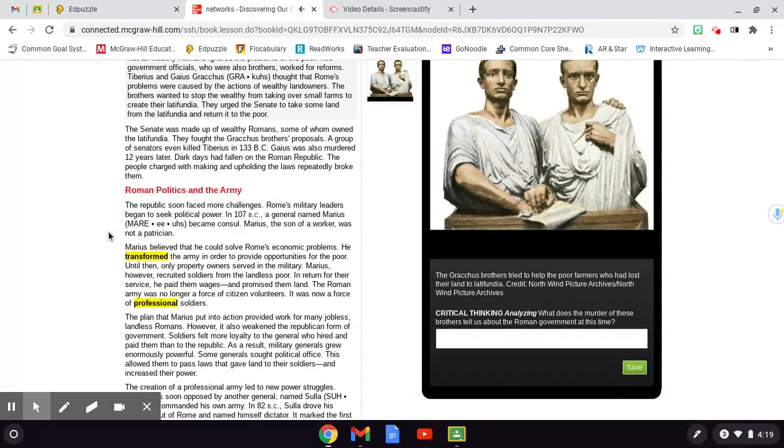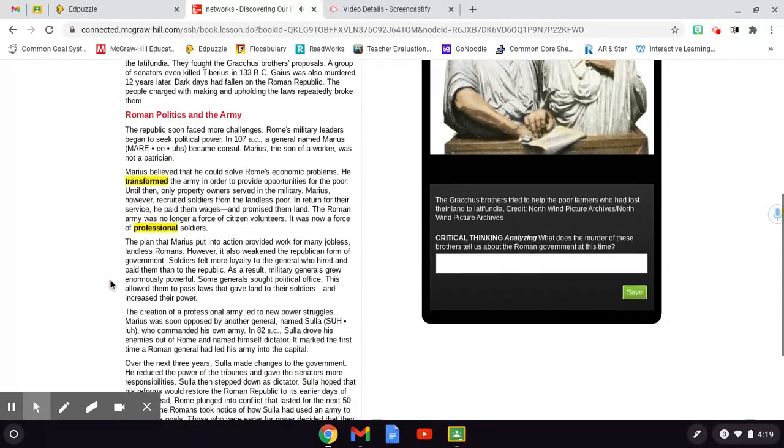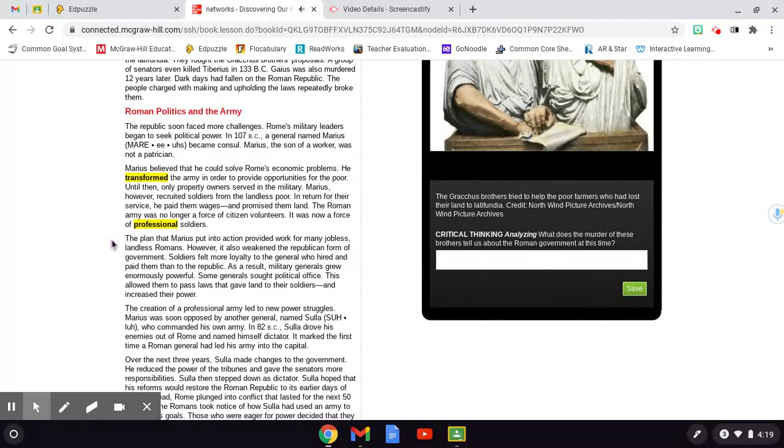He transformed the army in order to provide opportunities for the poor. Until then, only property owners served in the military. Marius, however, recruited soldiers from the landless poor. In return for their service, he paid them wages and promised them land. The Roman army was no longer a force of citizen volunteers. It was now a force of professional soldiers. The plan that Marius put into action provided work for many jobless, landless Romans.